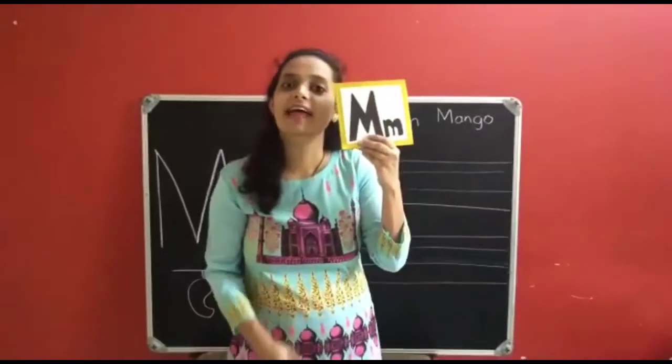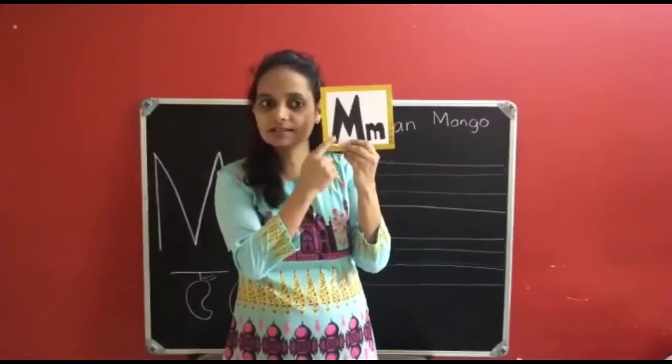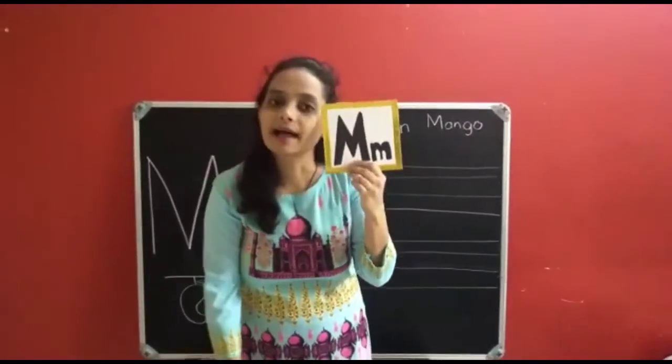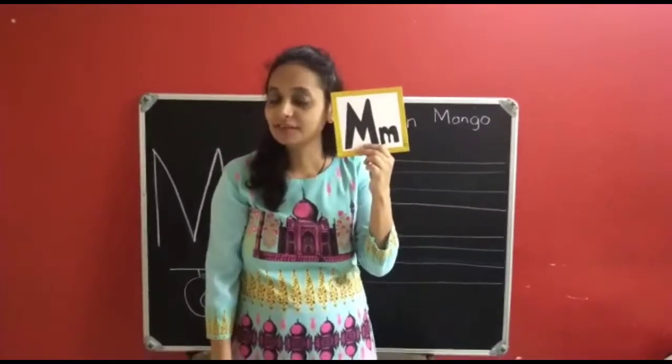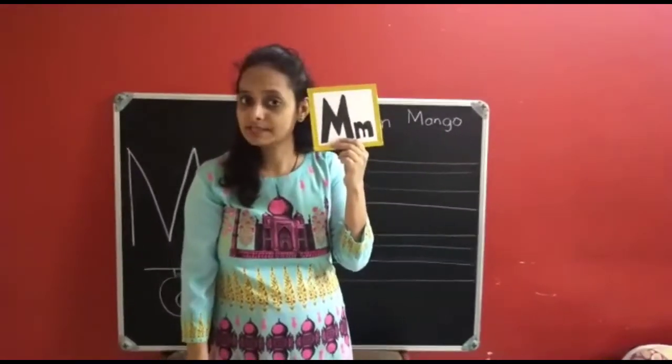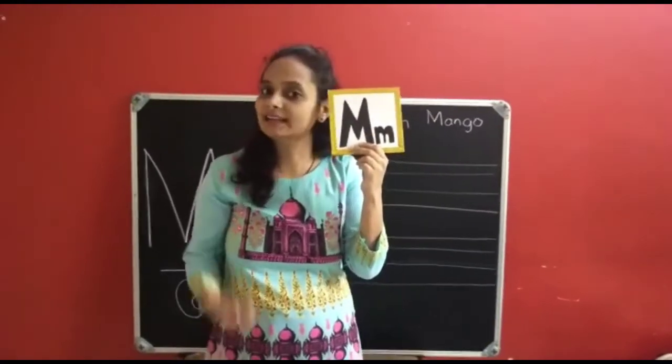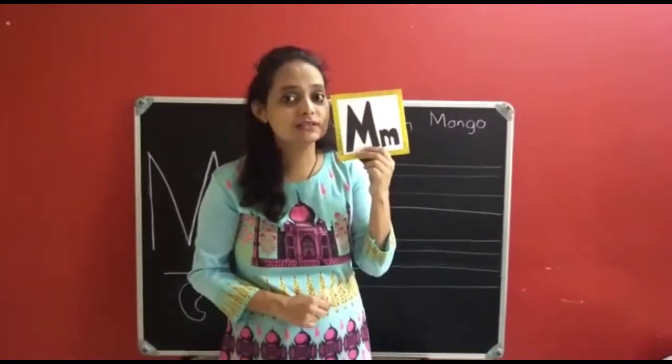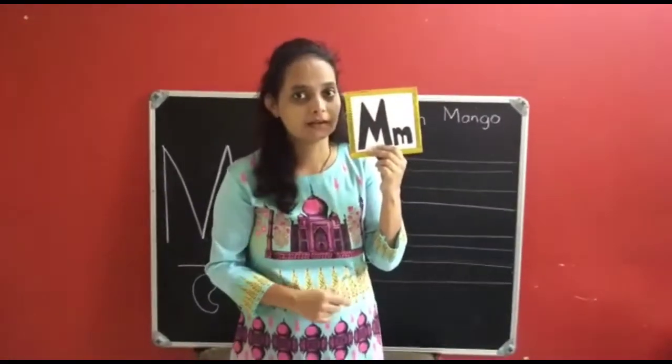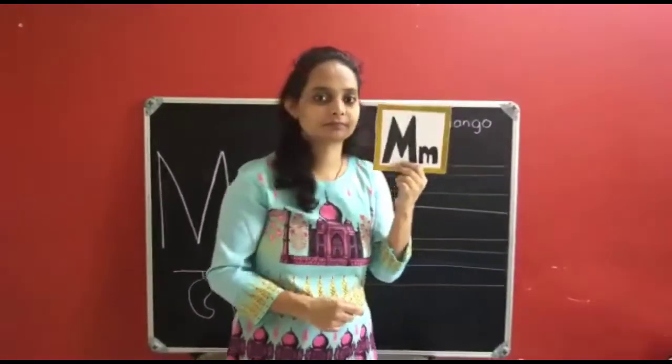This is letter M. This is the capital letter, children, and this is small letter M. As in your previous standard, you have learned the letter M sound and the words that start with letter M. But today we are going to learn how to write letter M. Okay children, so let's start.